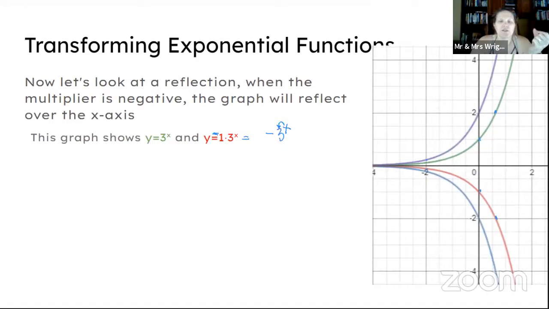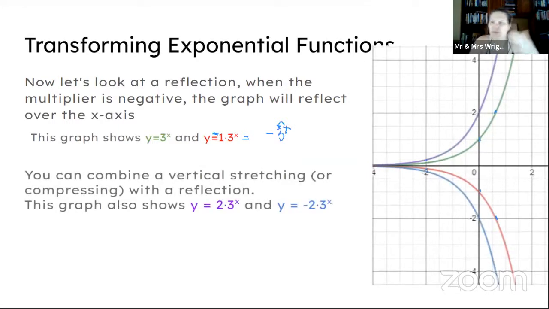Now, you don't have to have just the multiplier doing one thing at a time. It can do multiple things at a time. So here we see in purple, the vertical stretching of 2 times 3 to the power of x. And so that shows the vertical stretching of the original graph. Well, if instead of having a +2 as a multiplier, we had a -2 as a multiplier, it not only would continue to stretch it just like it did before, but then it would also have the reflection.